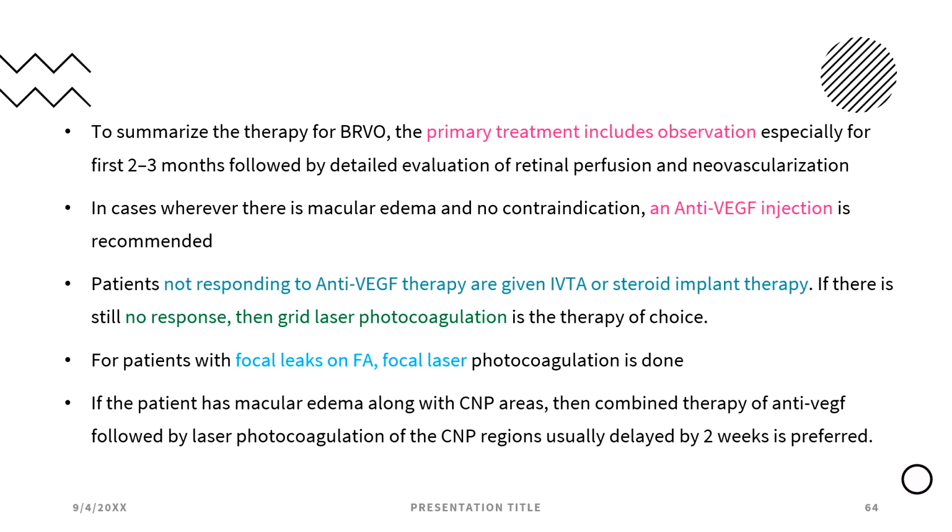To summarize the therapy for BRVO, the primary treatment includes observation, especially for the first 2 to 3 months, followed by detailed evaluation of retinal perfusion and neovascularization. In cases where there is macular edema and no contraindication, anti-VEGF injection is recommended. Patients not responding to anti-VEGF therapy are given IVTA or steroid implant therapy. If there is still no response, then grid laser photocoagulation is the therapy of choice.